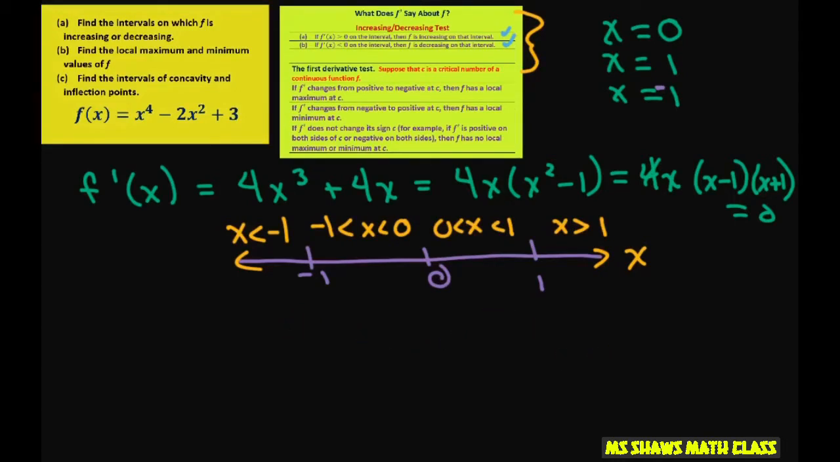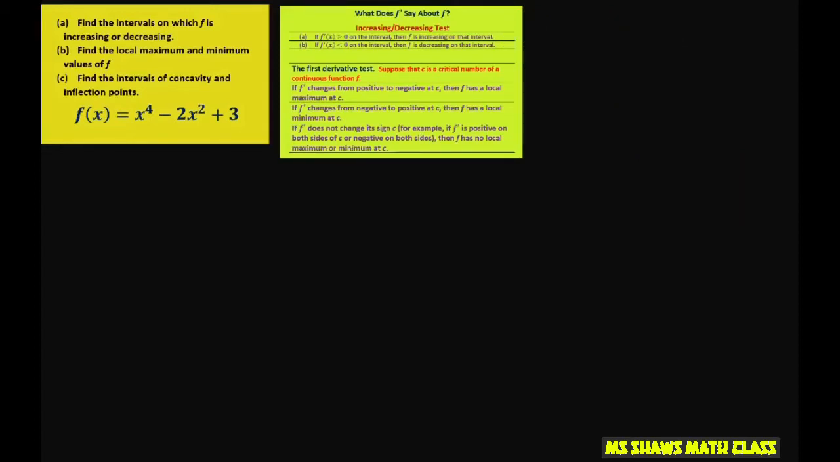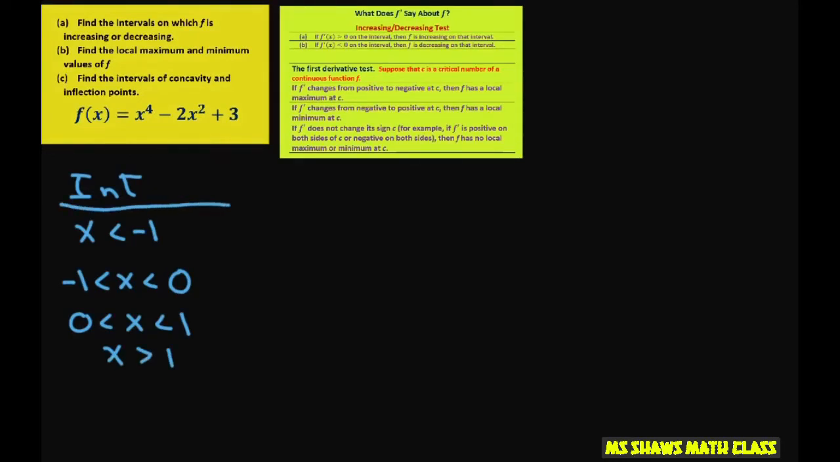So I'm going to do a little chart, and I'm going to include those. So we have our intervals. I'm going to have to write small because we have a lot here. So we want to test x less than negative 1, x between negative 1 and 0, what's going on there, x in between 0 and 1, and where x is greater than 1.